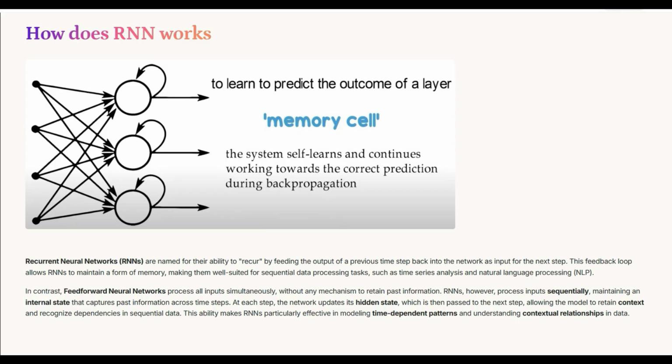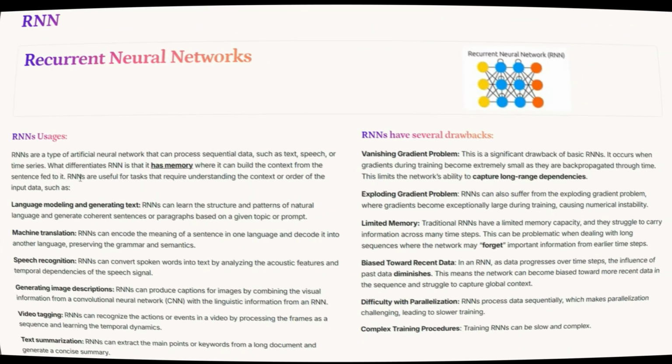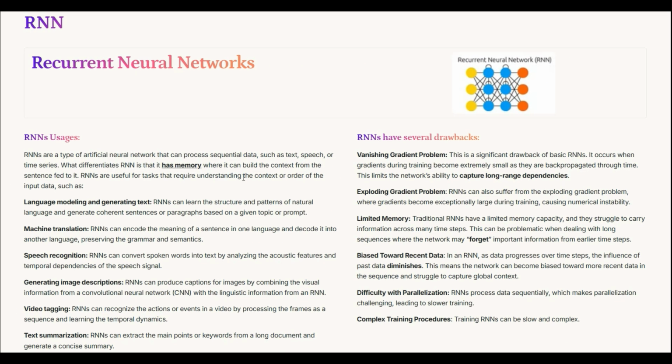RNNs, however, process inputs sequentially, maintaining an internal state that captures past information across time steps. At each step, the network updates its hidden state, which is then passed to the next step, allowing the model to retain context and recognize dependencies in sequential data. This ability makes RNNs particularly effective in modeling time-dependent patterns and understanding contextual relationships in data. RNNs are useful for tasks that require understanding the context or order of the input data.